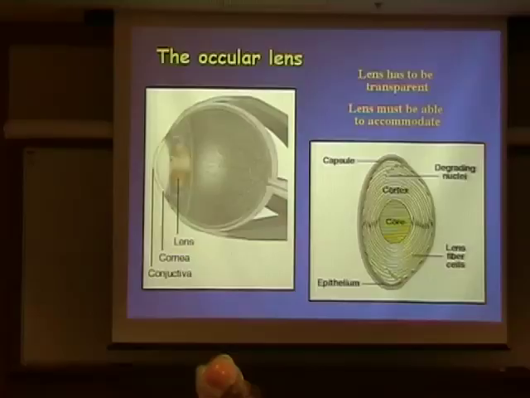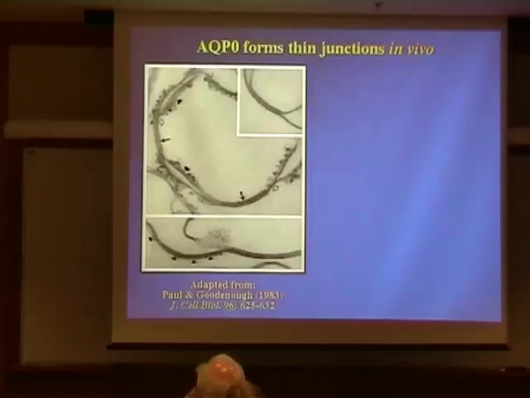Now, as I mentioned, AQP0 is not just a water pore, it's a specific water pore, it's not an aquaglyceroporin. But in addition to being a water pore, it makes membrane junctions. This is a thin section of the lens, and these would be neighboring fiber cells here, and you can see large areas of these membranes engaging in junction formation. A lot of these junctions are the thick junctions here, which are formed by connexons, so they are actually gap junctions. But if you look next to these gap junctions, you have the thin junctions here, and these thin junctions are actually formed by AQP0.